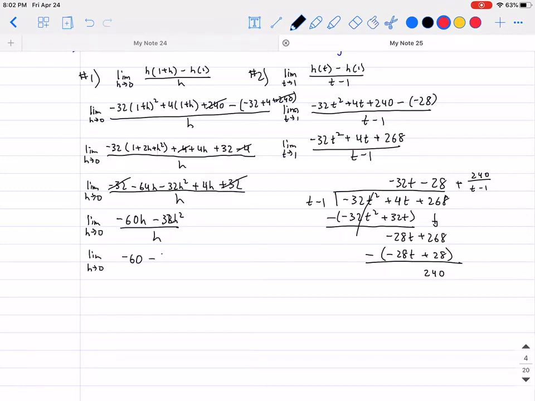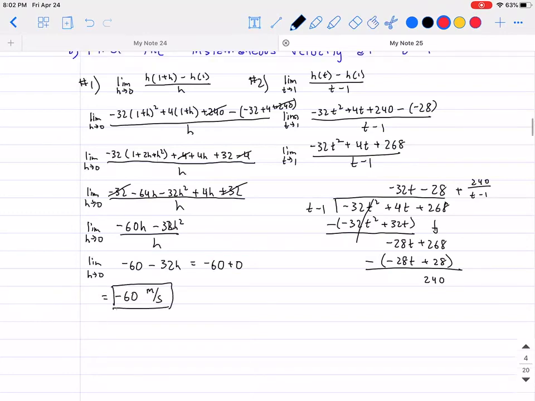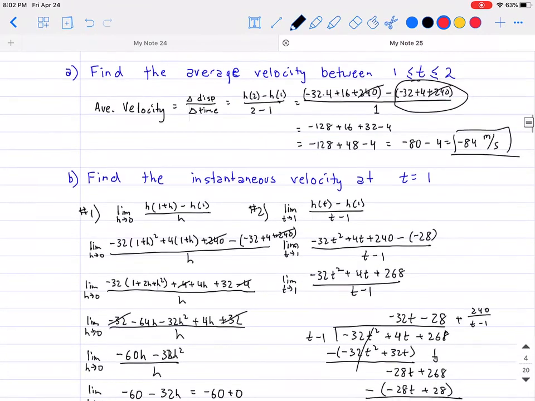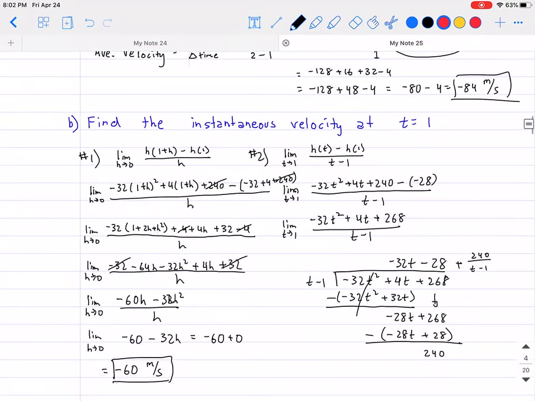The h now can be divided through from both top and bottom. So as h approaches 0, we have negative 60, and then minus 32h. And now we can go ahead and let h equal 0 by using direct substitution. So then that means negative 60 plus 0 is my answer. So that means negative 60 meters per second, that's going to be my instantaneous velocity. Okay.